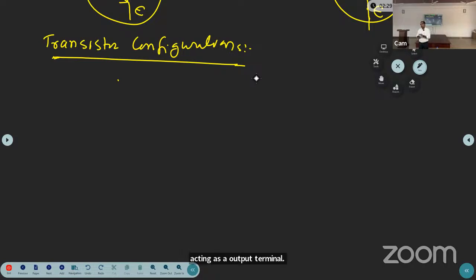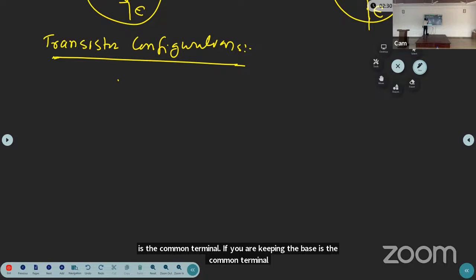Based on the common terminal, the transistor configurations are of 3 types. Now, which one do you want to keep as the common terminal for the configuration? Which one do you want to keep out of three? Base is the common terminal. Okay, if you keep the base as the common terminal, now for the transistor configurations you can draw the table.